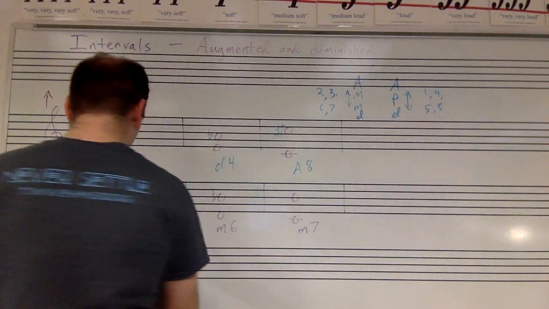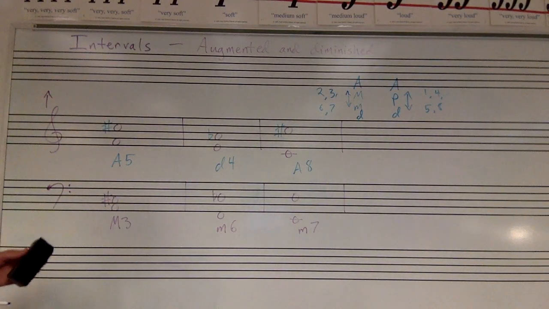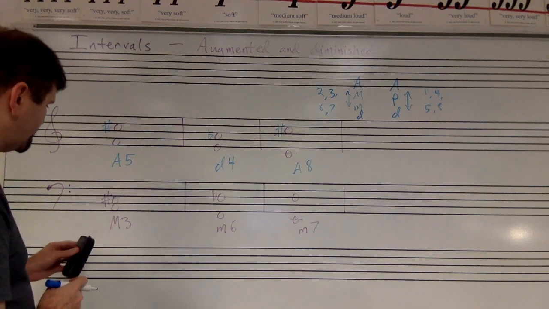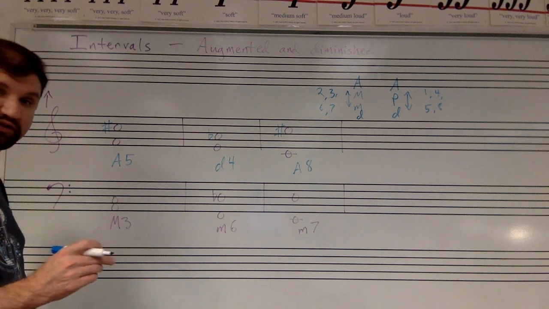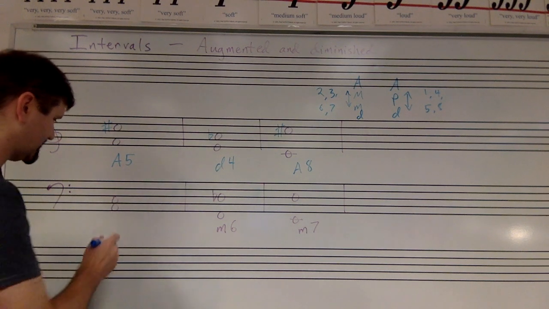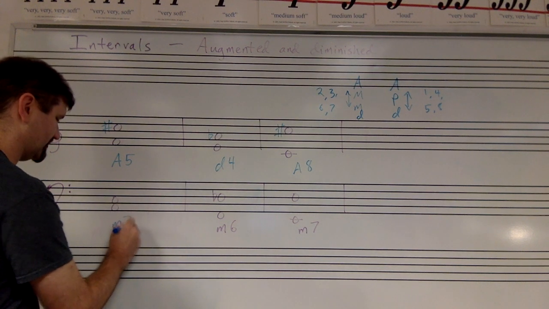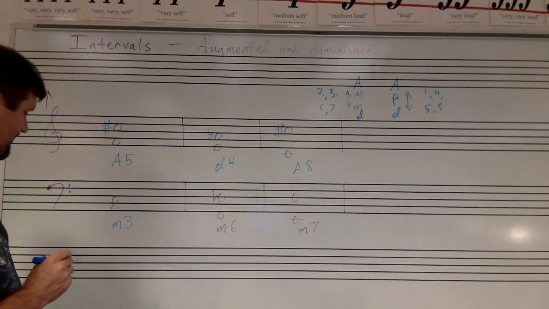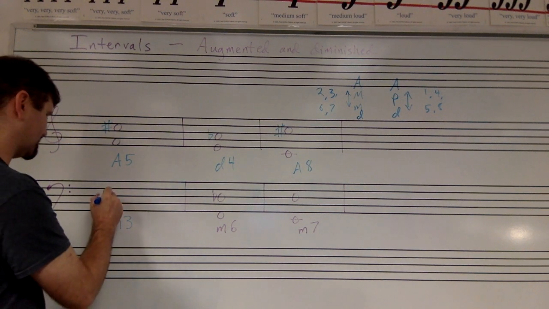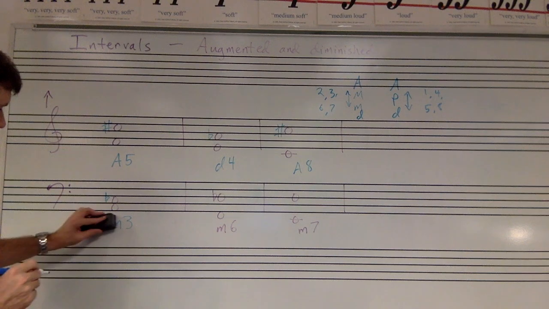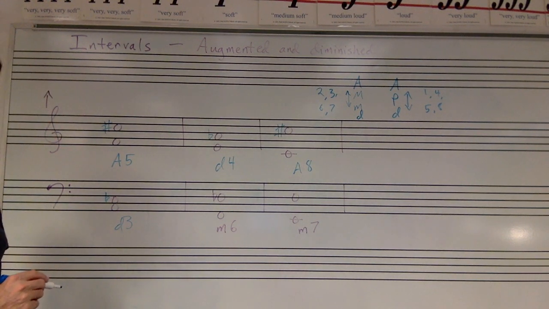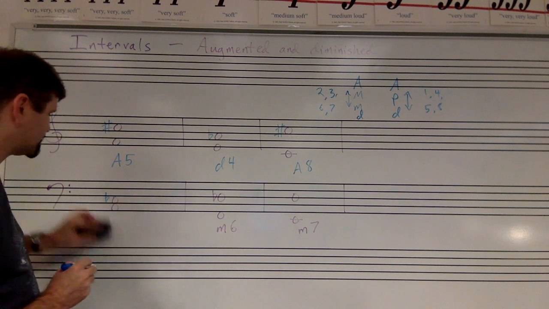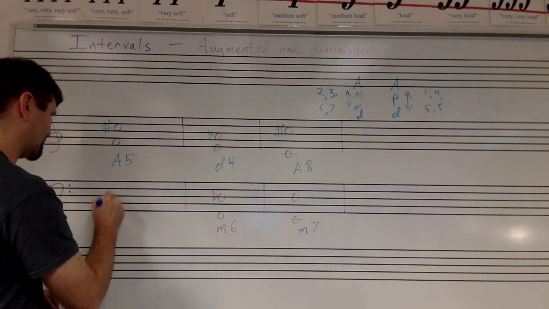Up next here we have A to C sharp, which is a major third. But what if I took that sharp away? That major third would become a minor third because it got smaller. And what if I continued to lower it? In this case, I flatted the top note, it would become a diminished third.